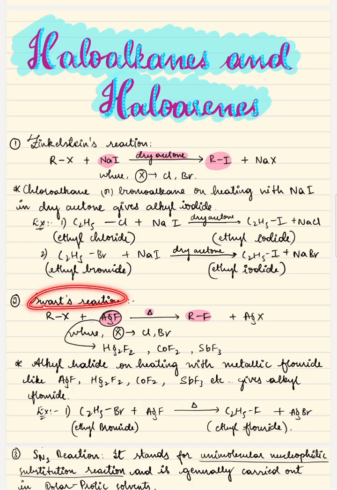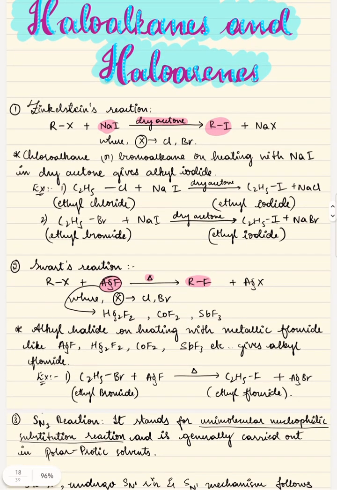So next is the Swarts reaction. These two are like sisters and brothers. It is an alkyl halide, and it is also an alkyl halide. But instead of sodium iodide, it is a metal fluoride, which is silver fluoride. See, metallic fluoride. It might be mercurous fluoride, cobalt fluoride, or antimony fluoride, to give alkyl fluoride.